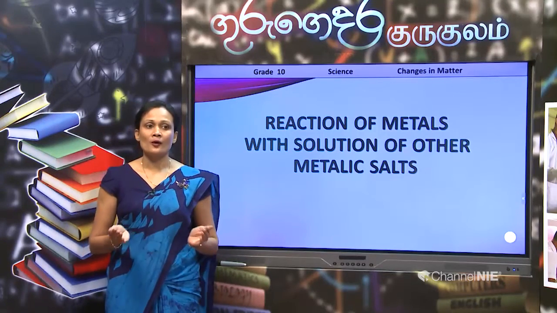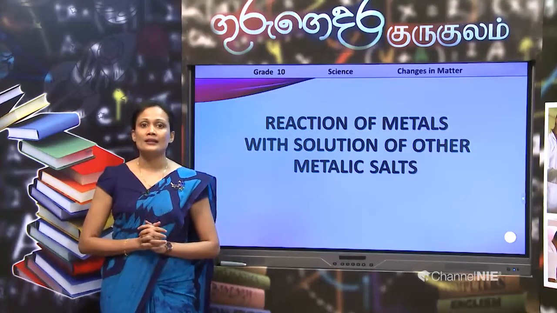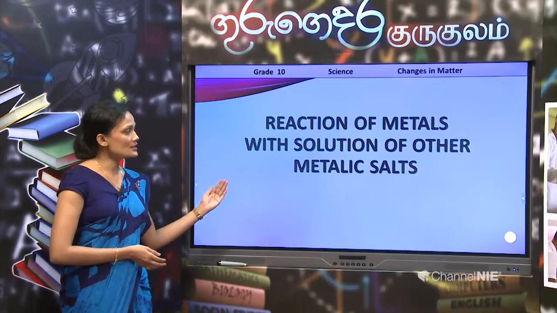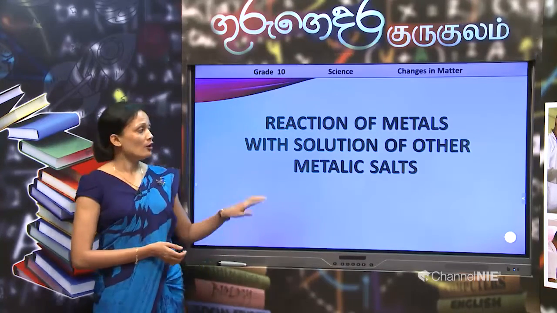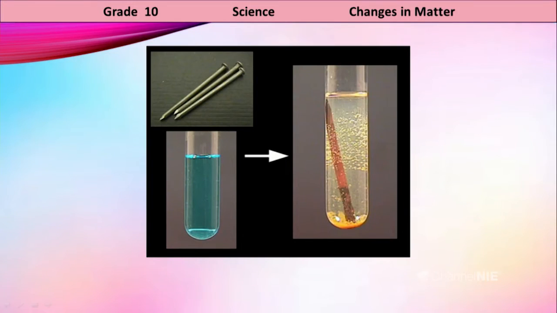Okay, now I am going to discuss another activity relevant to the chemical changes. Here, the reaction of metals with solution of other metallic salt. Look at this picture. In this picture, you can observe a few iron nails. Here, copper sulfate solution. It is blue in color. When we add iron nail into copper sulfate, what happens? It is represented in the picture given here.